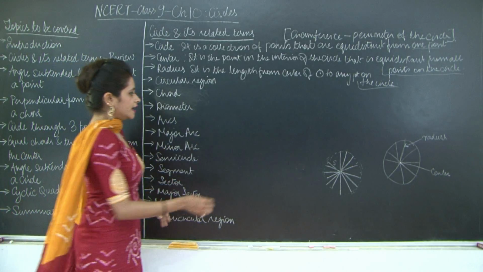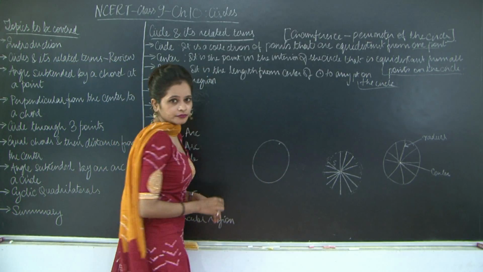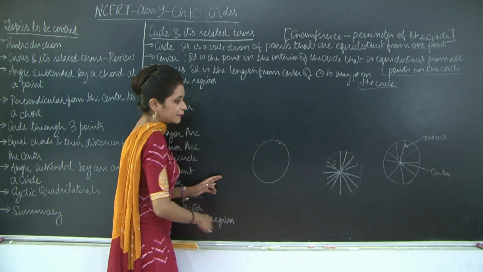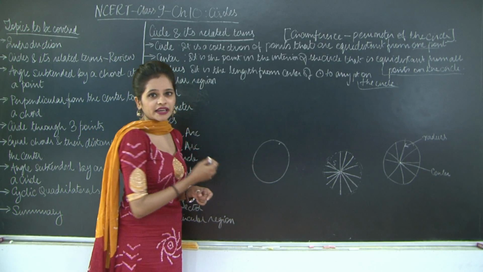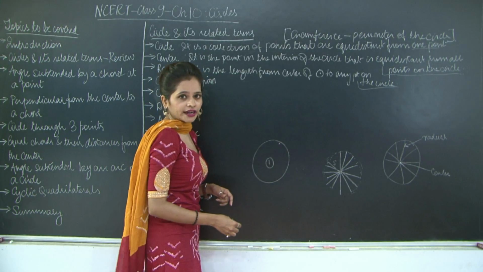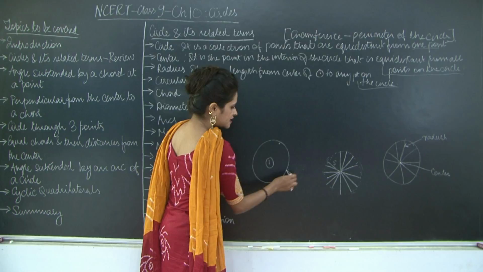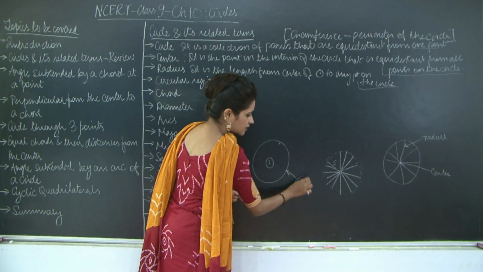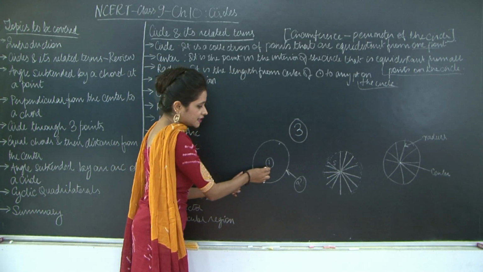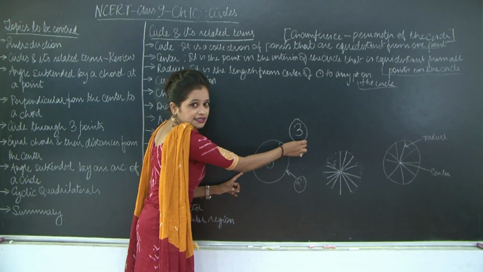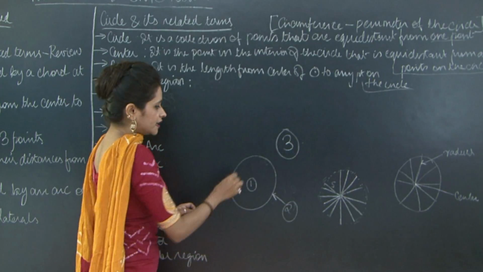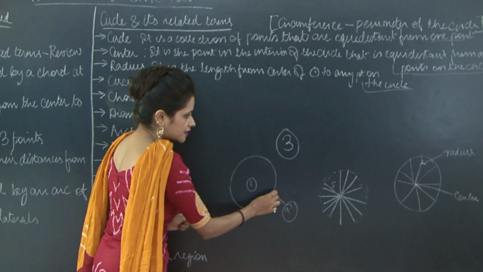Then circular region. Now if you see, if I have a circle out here, circle is what? It is an enclosed figure, right? So it is dividing a plane. Now this blackboard is my plane. So the circle is dividing my plane into 3 sections. Which are the 3 sections? This inside section, right? The interior of the circle. Then this is the second section, that is the circle itself, and the third section is outside the circle. So this is called the interior region, this is called the circle, and this is called the exterior region of the circle.